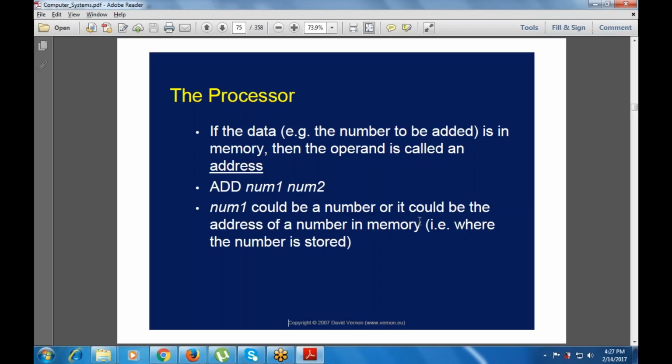So if the data is in the memory, then the operand is known as an address, as in add num1, num2, and this could be a number, or it could be the address of the number in the memory.